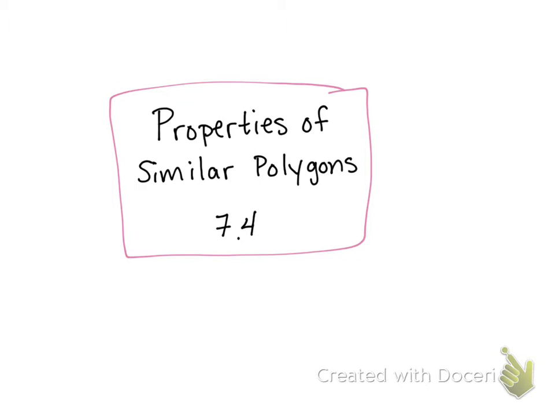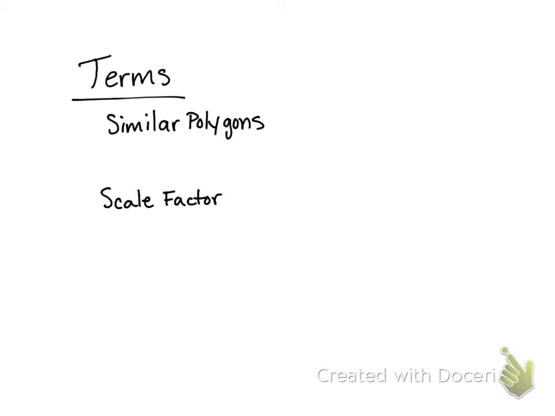This video is for 8th grade math, section 7.4, and we are talking about properties of similar polygons. We have a few terms I want to go over first before we get into the lesson. I encourage you to take notes on this so you can go back and look at your notes while you're working on your homework. So the first term we need to go over is similar polygons. What are similar polygons? Well, they are just polygons that have the same shape.